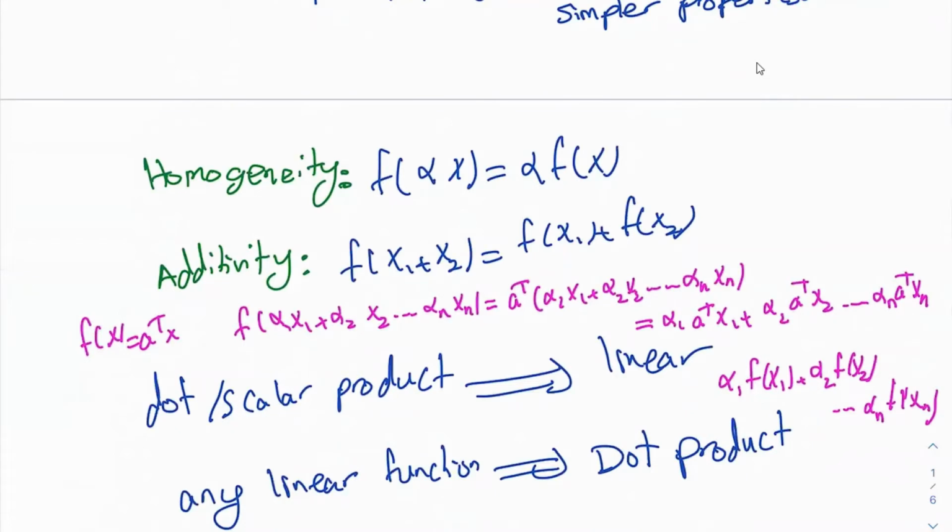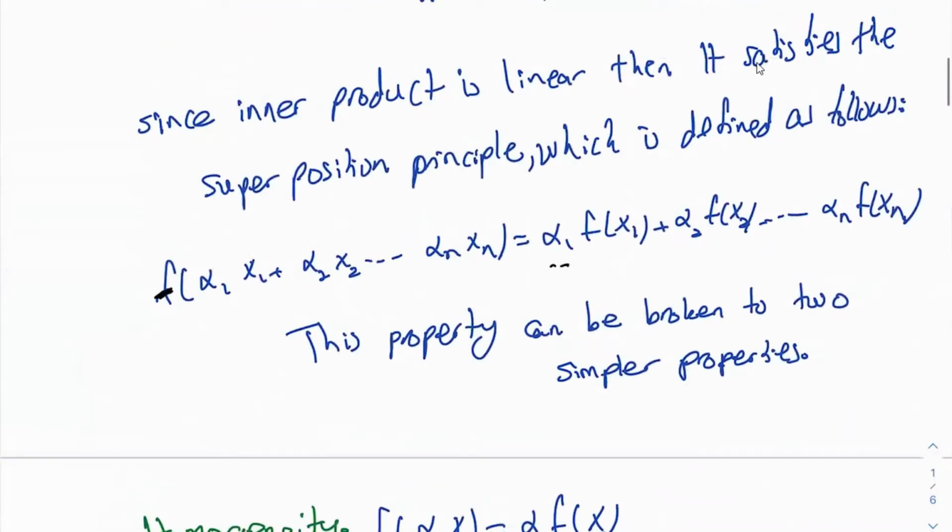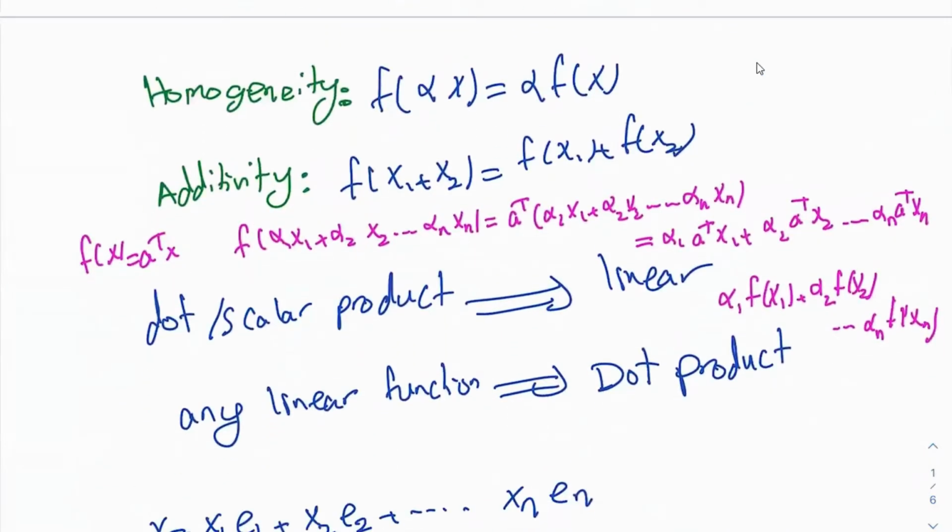We're gonna write f of alpha 1 x1 plus alpha 2 x2 all the way to alpha n xn, right? So we are using this superposition principle. Good. Now, we know f of x itself is A transpose x. So instead of the x argument, we put this long argument, alpha 1 x1 plus alpha 2 x2, right? This is gonna be the argument that sits instead of x here. So we get A transpose times alpha 1 x1 plus alpha 2 x2 all the way to alpha n xn.